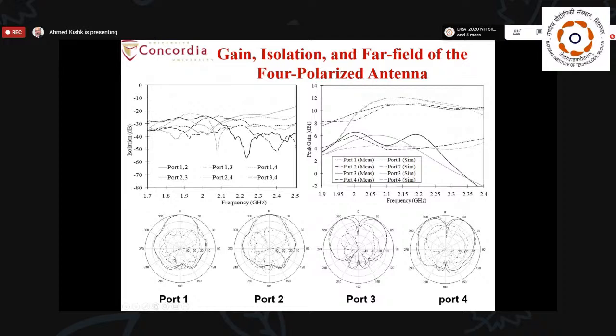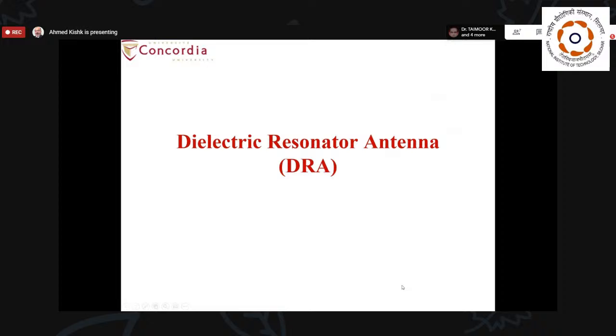monopole type of radiation. So here, port 1, X polarization, port 2, Y polarization, radiation pattern, broadside radiation, port 3 having the null, port 4 having a null. One is theta polarized, the other is phi polarized. So this is how you can have 4 polarizations from one patch, and you can use this as a good MIMO type of element.